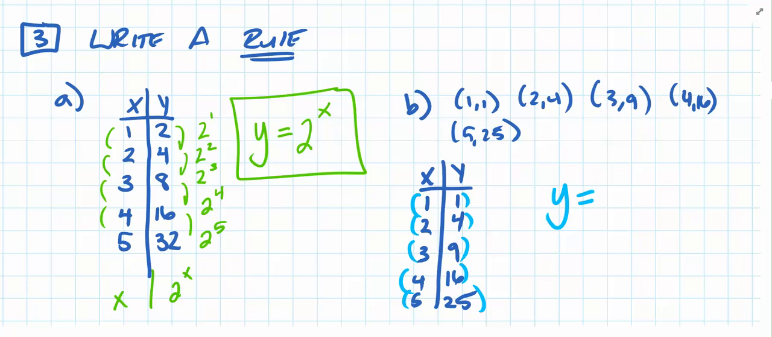Anybody see it? Yeah, Daniel, what do you see? It's x squared. It's x squared, right? Every value is the same thing, right? 4 is the same thing as 2 squared. 9 is the same thing as 3 squared.